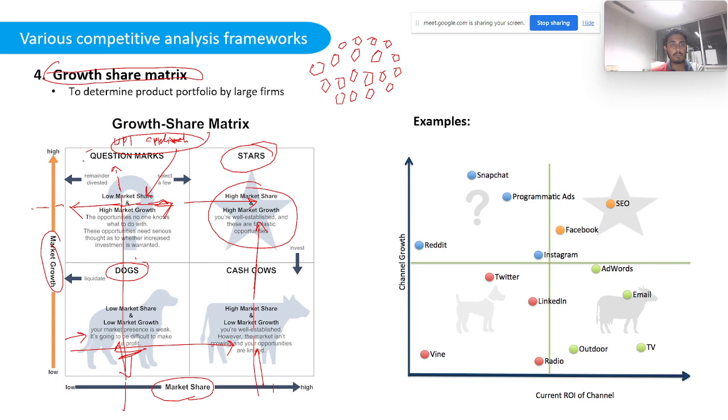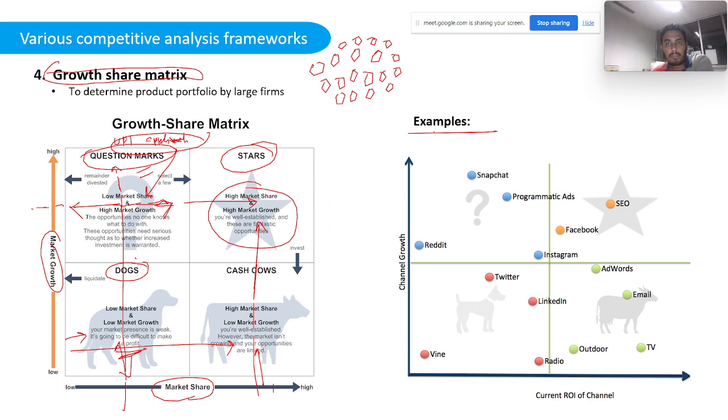Now these are question marks. We call those question marks because currently they have a low market share, although you have high market growth. So it's questionable whether you want to keep those in your portfolio, or if you want to actually delay their development, or if you want to invest in them or not. Okay, so this is what is called a question mark product.